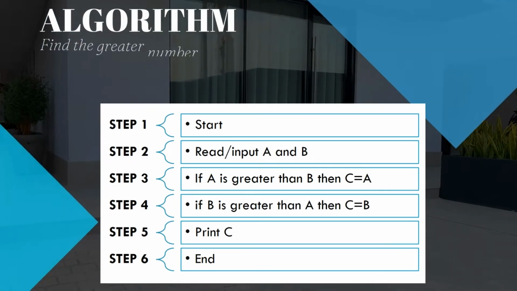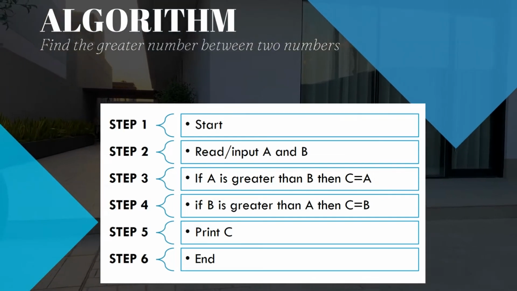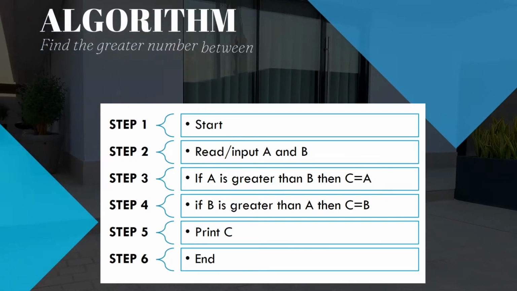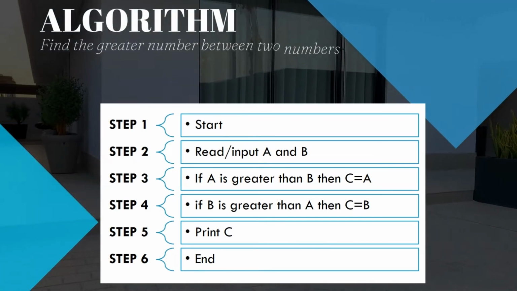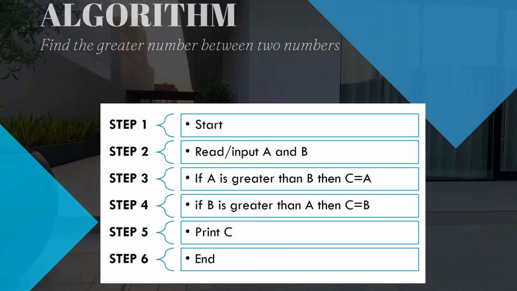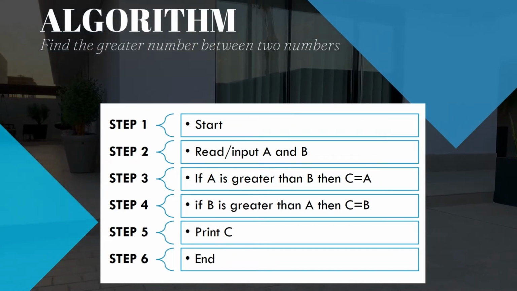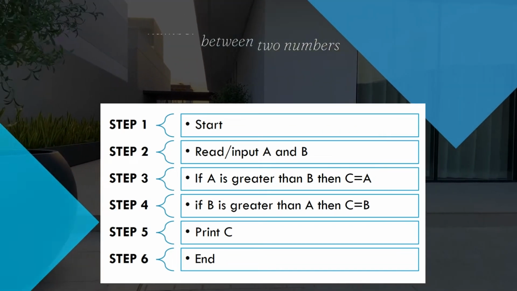Find the greater number between two numbers. Step 1. Start. Step 2. Read A and B. Step 3. If A is greater than B, then C equals A. Step 4. If B is greater than A, then C equals B. Step 5. Print C. Step 6. End.